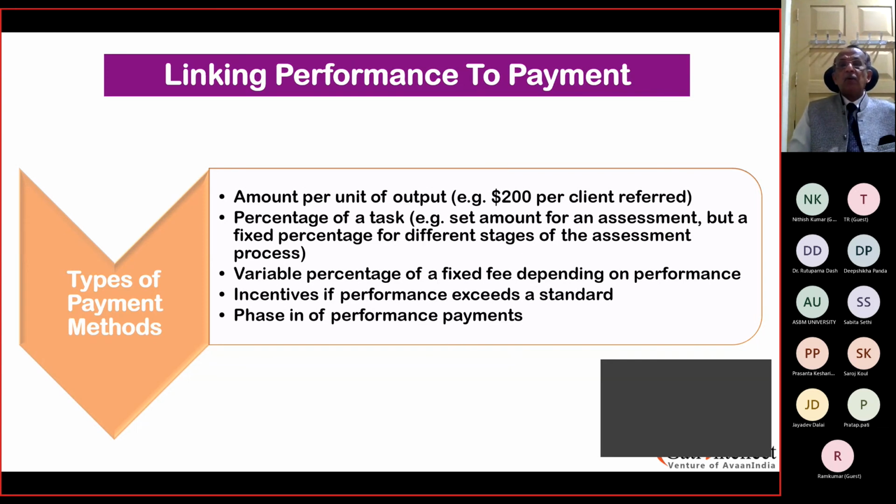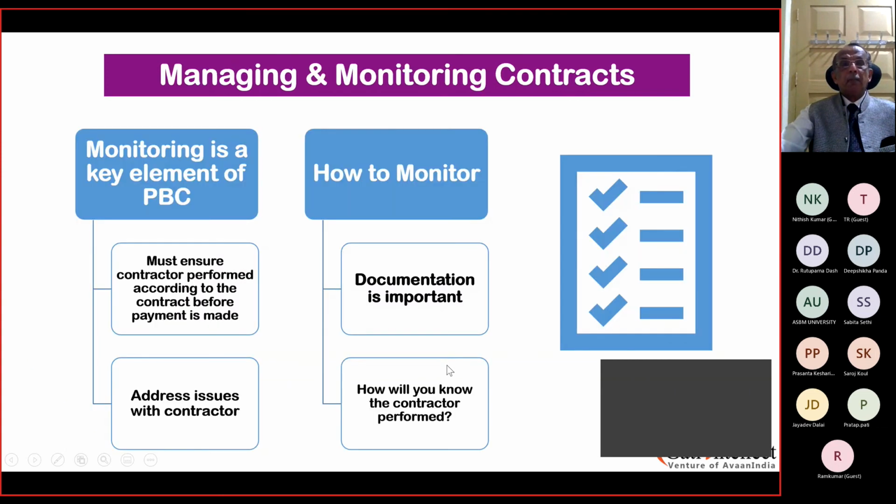Phase in performance payments. The performance payments also can be staged. They can be provided in various stages: an initial down payment and then completion of 15% or 10%. Likewise, you can have a system whereby the performance payment is scheduled according to the outcome provided.